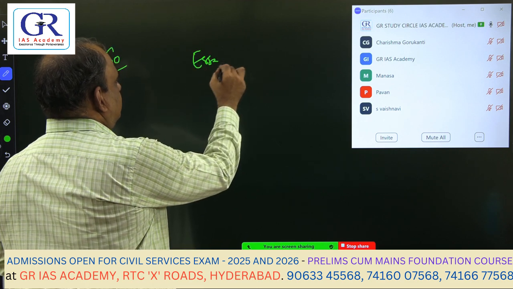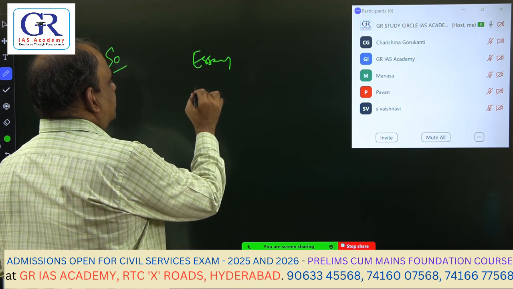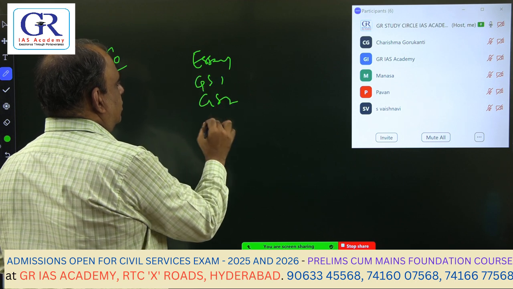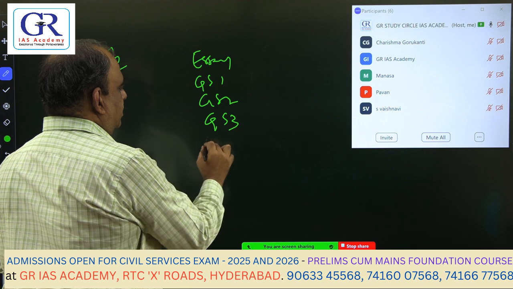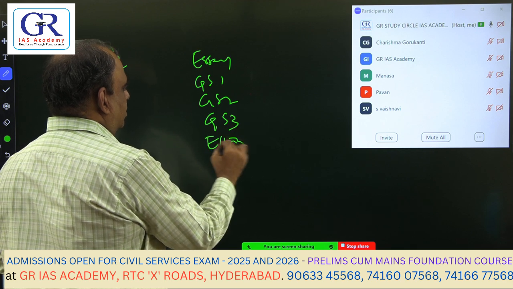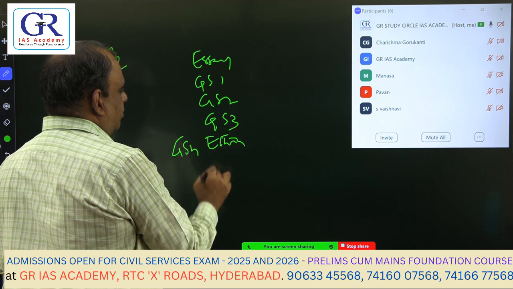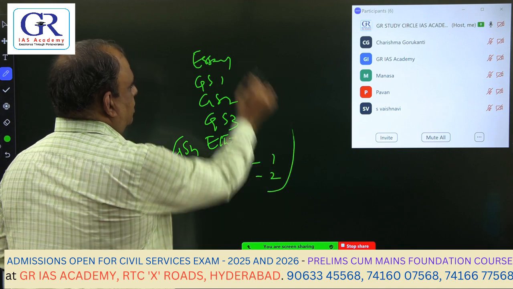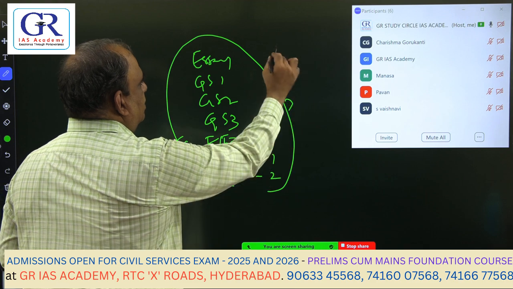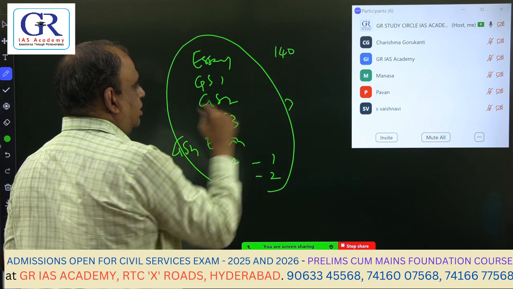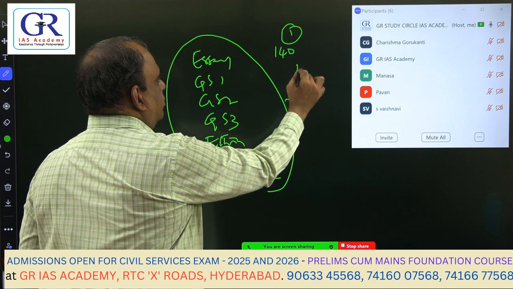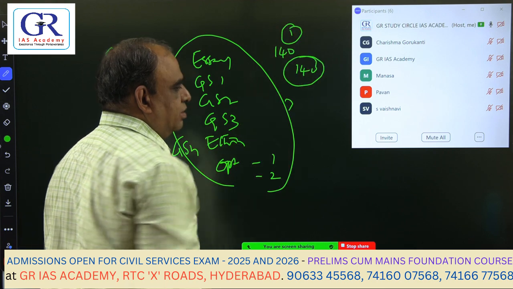The first one is essay, and then the second one is GS1, GS2, GS3, and then ethics paper, that is GS4, and then there will be optional paper 1 and paper 2. So put together there are 7, and almost 140 questions put together, all of them. If it increases 1 mark for each question, you will be at an advantage of 140 marks.